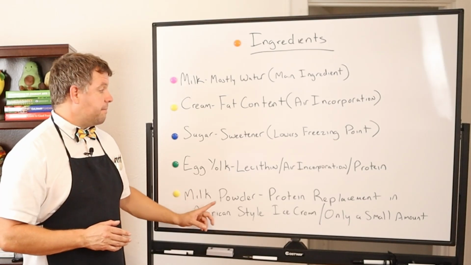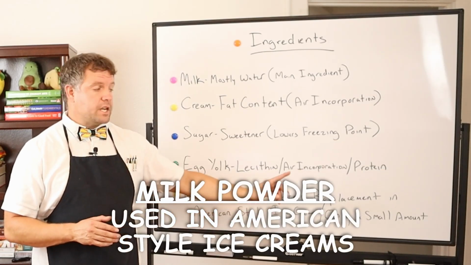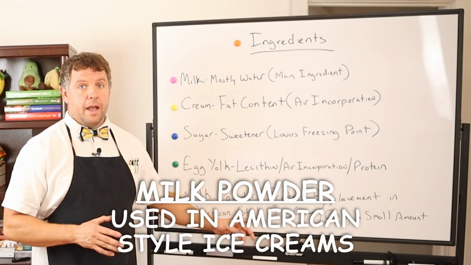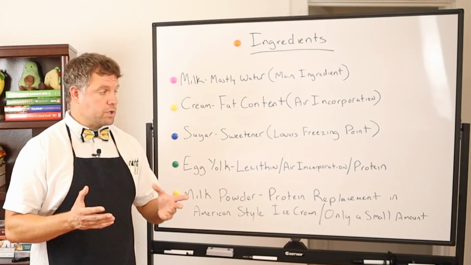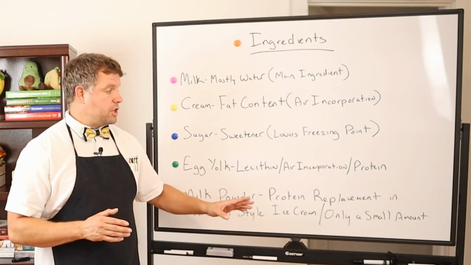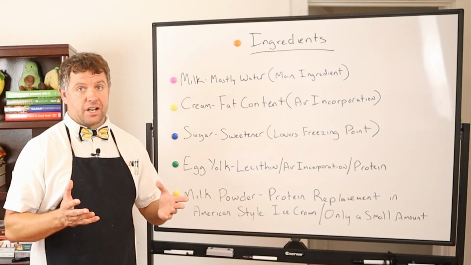Then finally we have milk powder, which is the protein replacement in American style ice cream. And you only want to use a small amount of this because the milk sugar lactose does not dissolve very well. So having too much of this and you'll have a sandy textured ice cream.